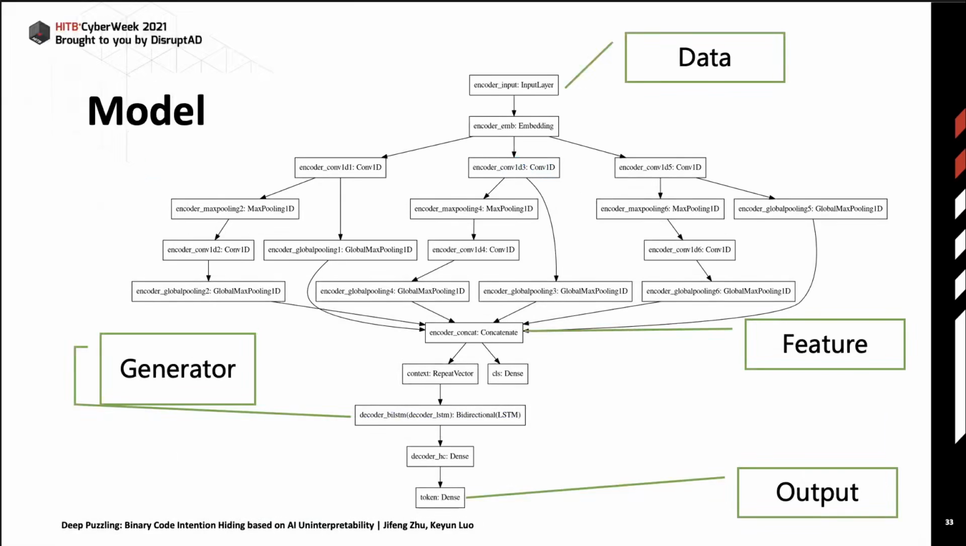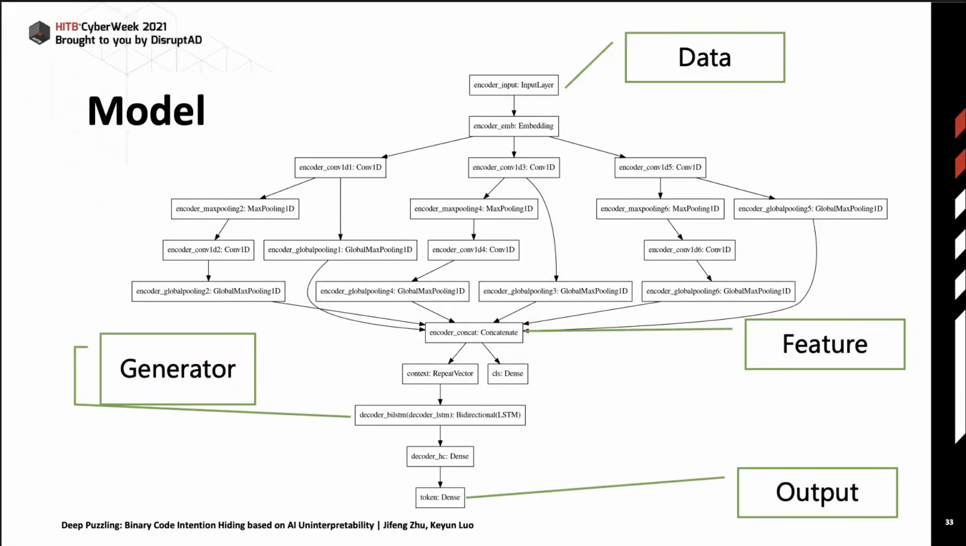The main part of the AI model is a code generation model. The details of the construction are shown here. From top to bottom, it mainly includes data, features, generator, and output. We'll introduce them one by one.